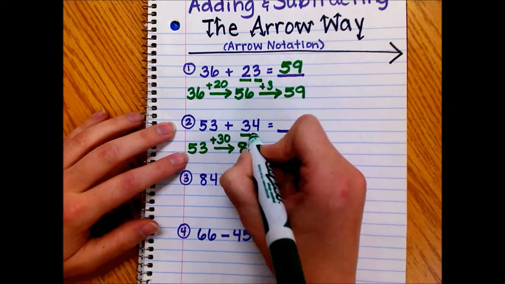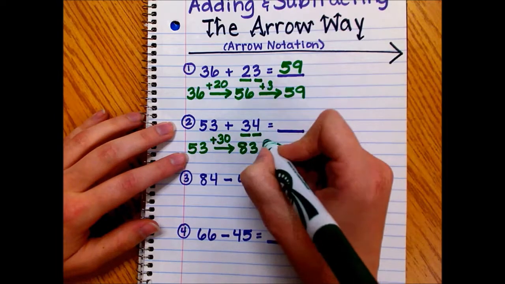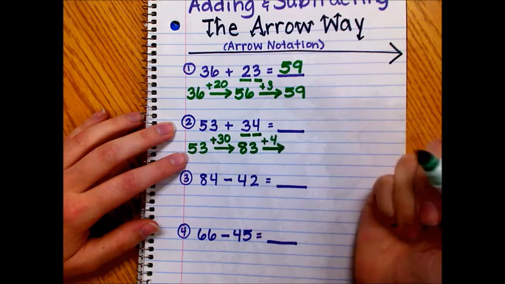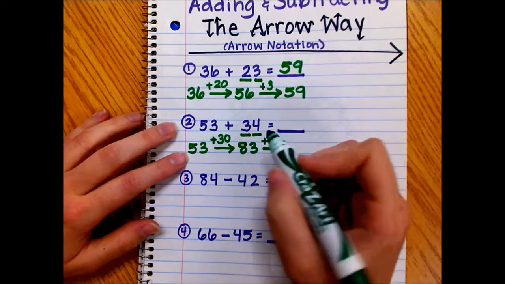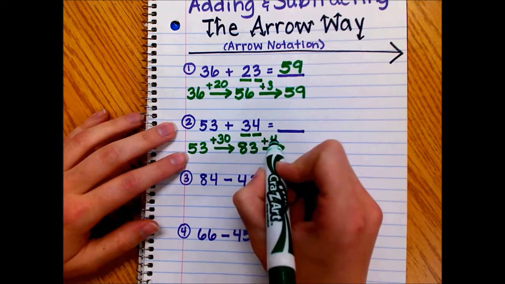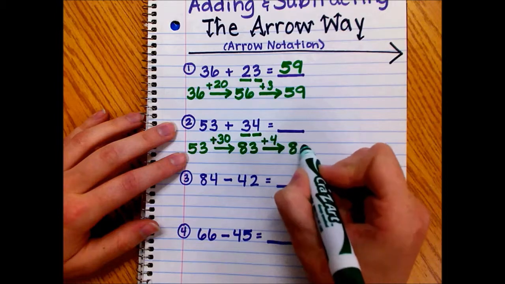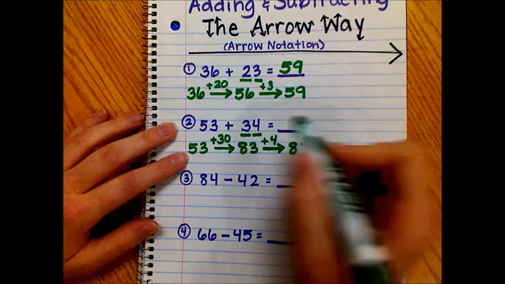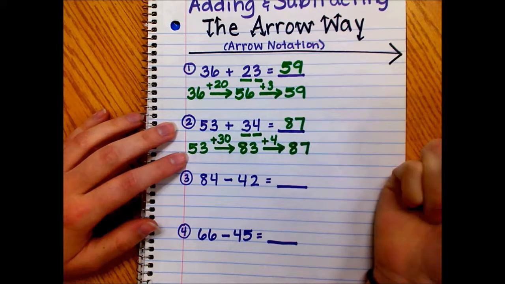Now we have to add the ones. So we have 83, draw another arrow, plus 4, because we have to add the 4 ones. And they should know, just by using their place value knowledge, that 3 ones plus 4 ones is equal to 7 ones. So we have 8 tens and 7 ones. So 53 plus 34 equals 87.